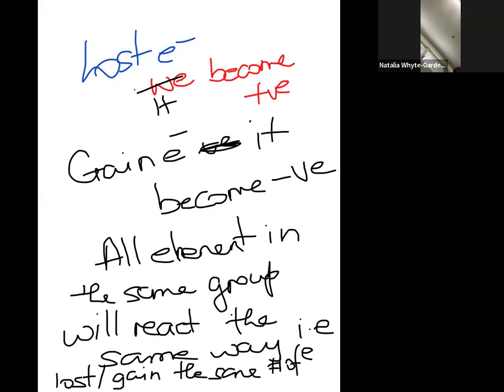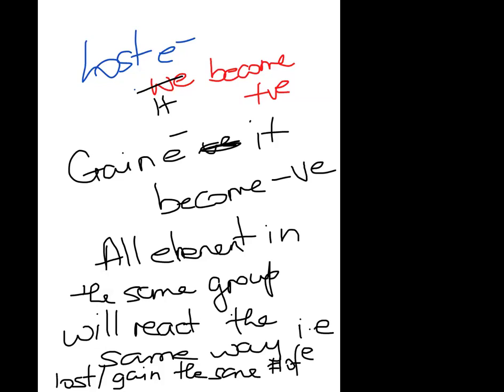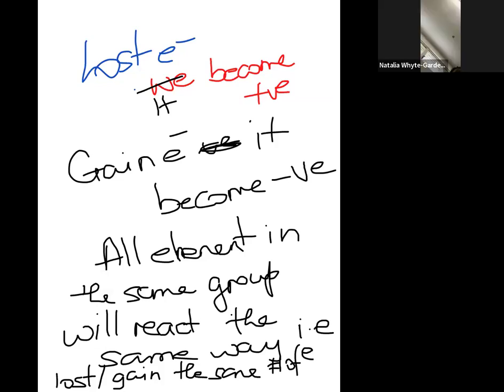Clear? All right, so we define ions as charged particles formed when elements gain or lose electrons. When they lose electrons, they are becoming positive, and when they gain electrons, they are becoming negative. That means we can have two types of ions. Are we following?